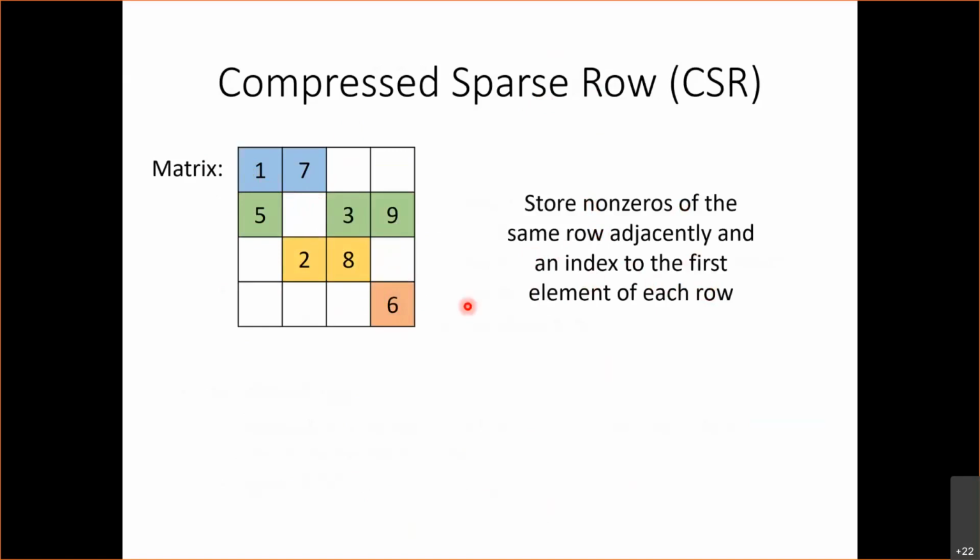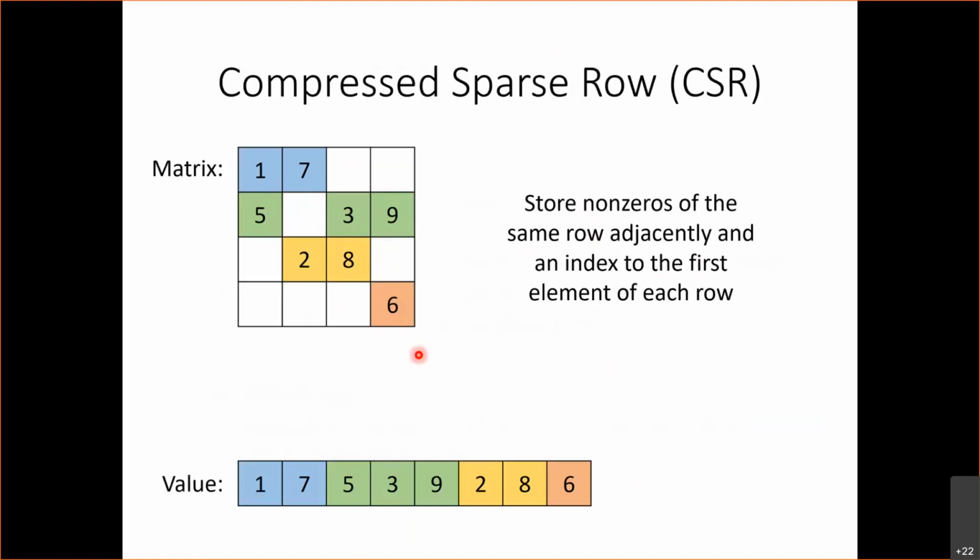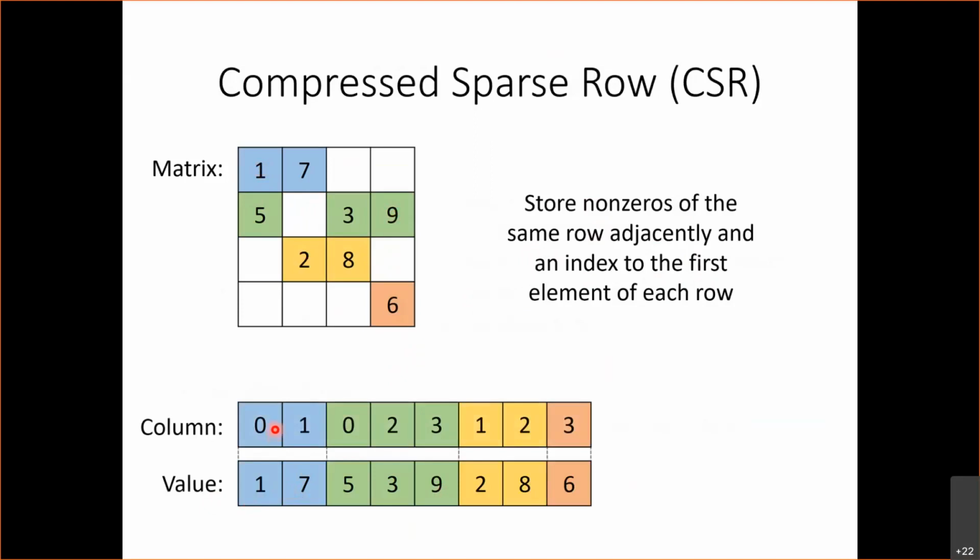row. So here for our values, we're going to have the non-zeros in the first row next to each other, the non-zeros in the next row next to each other, the non-zeros in the third row next to each other, etc. For each of these values, we're going to have the corresponding column index. So here, 1 is at column 0, 7 is at column 1, so we have 0, 1. Over here, 5, 3, and 9 are at columns 0, 2, and 3, so that's why we have 0, 2, and 3 over here. 2 and 8 are at columns 1 and 2, so we're going to have 1 and 2 over here.